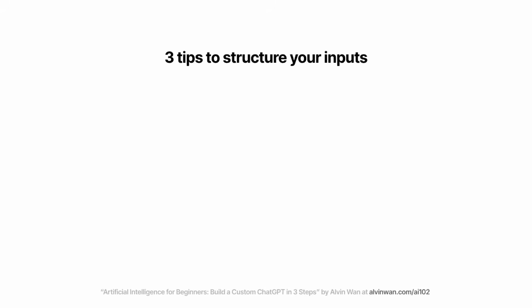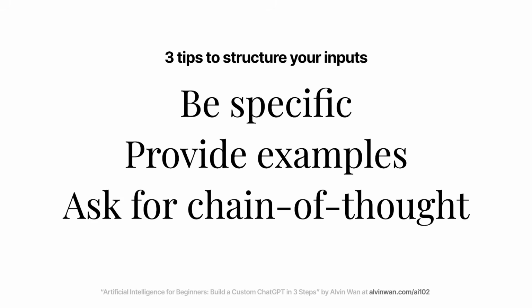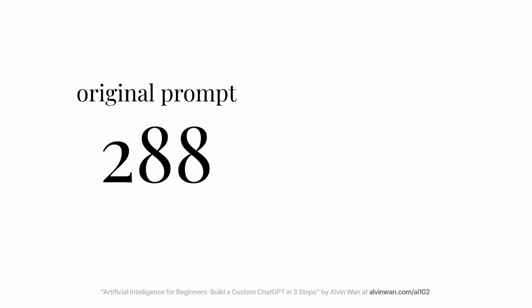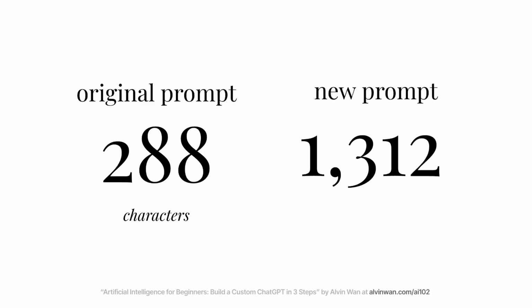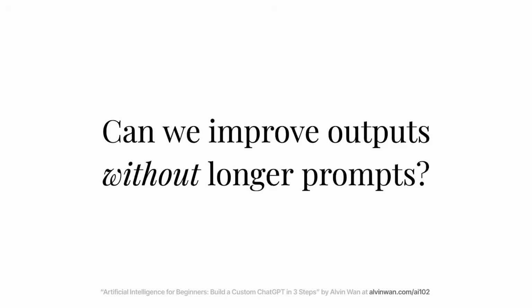To fix this, in the previous lesson, we applied 3 tips. Be specific, provide examples, and ask for chain of thought. After applying these tips, Llama produced the correct outputs, true, false, false. However, correctness came at a cost. The original prompt took 288 characters. However, the new prompt takes 1,312 characters. That's a whopping 4.5 times longer input. That's a lot of inputs. So, can we improve output format and correctness without increasing the number of input tokens? And the answer is, of course, yes.